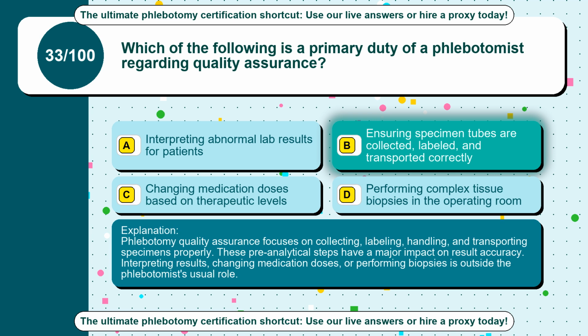Phlebotomy quality assurance focuses on collecting, labeling, handling, and transporting specimens properly. These pre-analytical steps have a major impact on result accuracy. Interpreting results, changing medication doses, or performing biopsies is outside the phlebotomist's usual role.